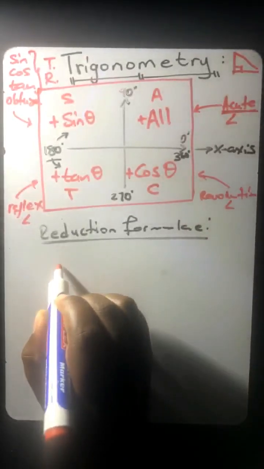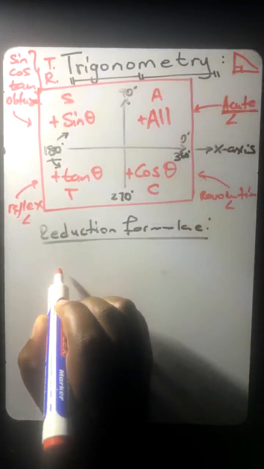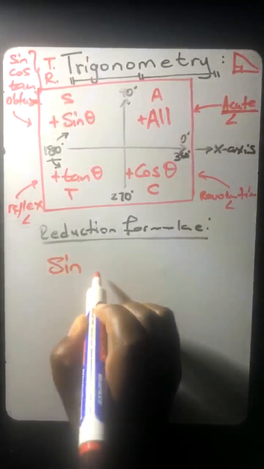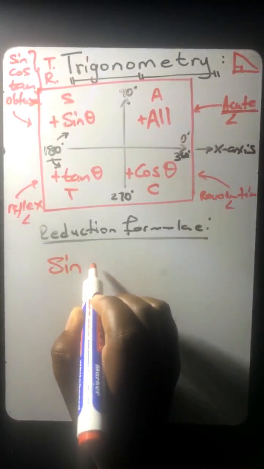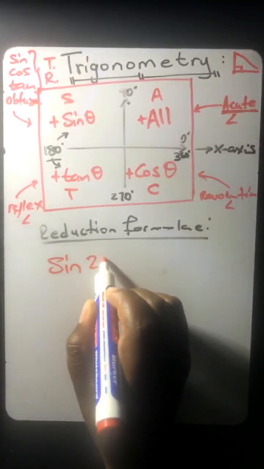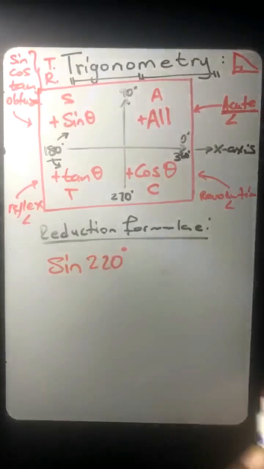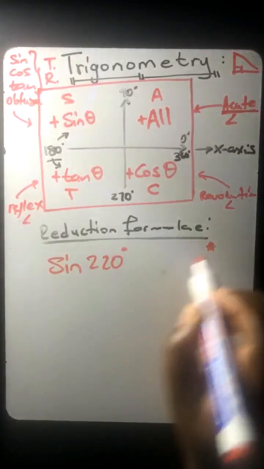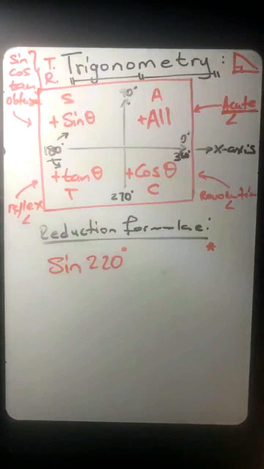Let's say we have sine of 220 degrees. These are the steps to follow. This angle, does it need to be reduced? That angle, does it need to be reduced? Yes or no?